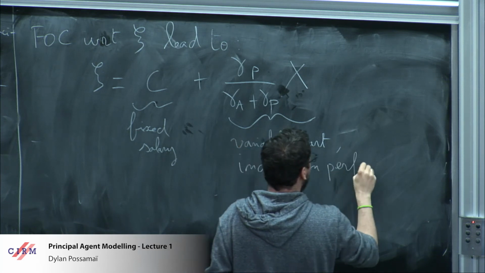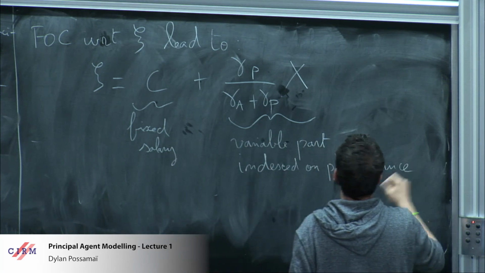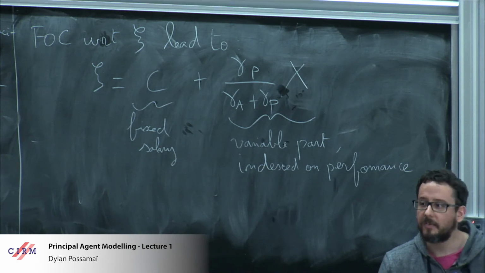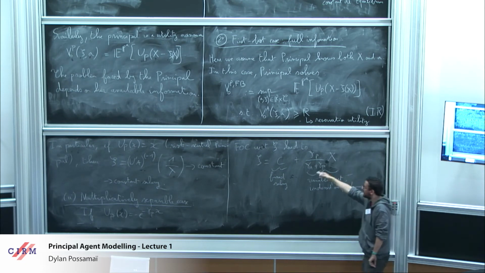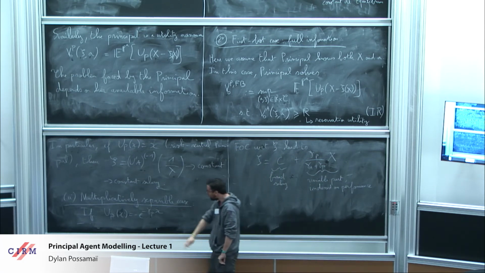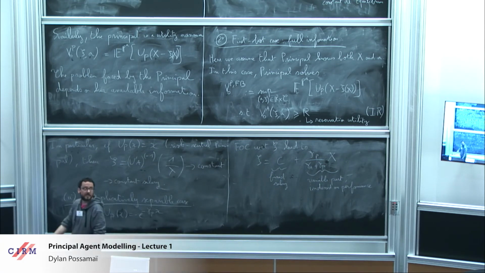So already in those very simple models, you see some features from real life contracts where you have fixed and bonus parts here. The fact that this is linear, of course, that the dependence here is linear with respect to X, comes from the specification of exponential utilities. But yeah, so you already see these types of things showing up.